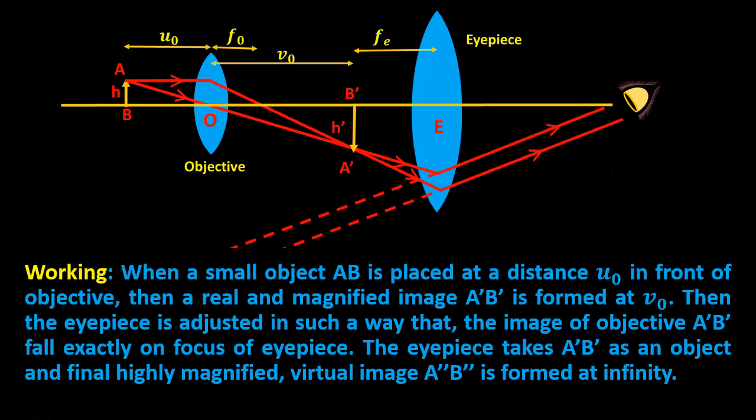For this also the working principle is the same. The only difference from the previous one is that in the previous one this image was formed within the focal length of the eyepiece, but here this image will be formed exactly at the focus of the eyepiece. The rest of the portion is the same.